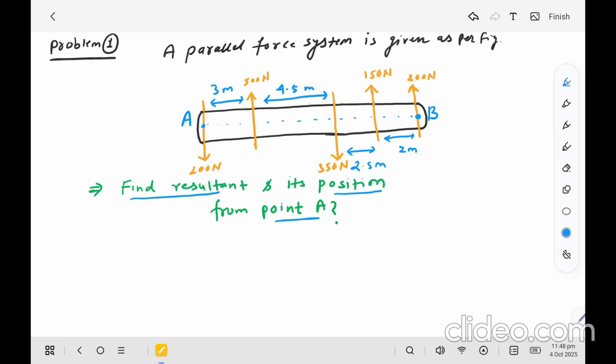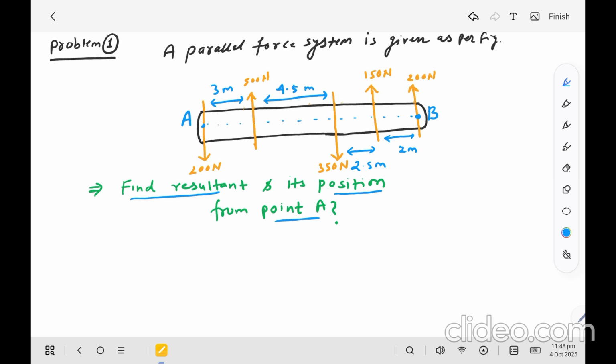So let's solve a few problems based on application of Varignon theorem. A parallel force system is given as per figure. We can see here 5 forces are acting on this bar, and the perpendicular distance between two forces is given.